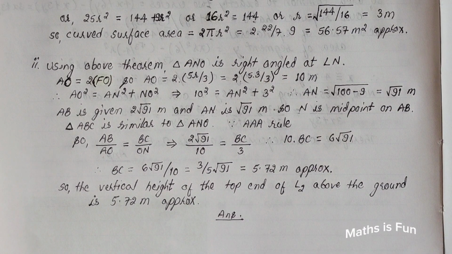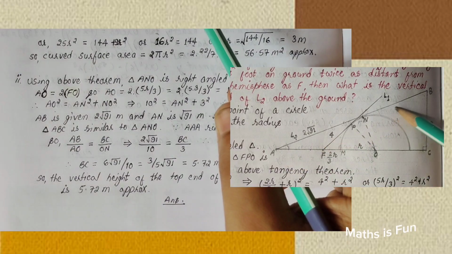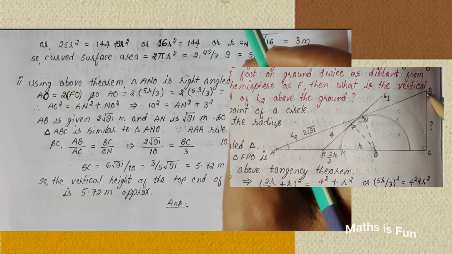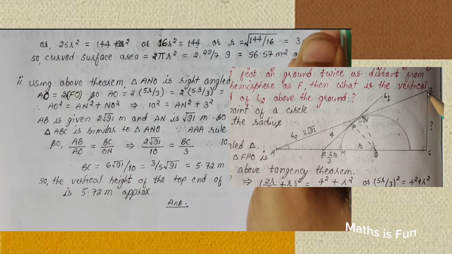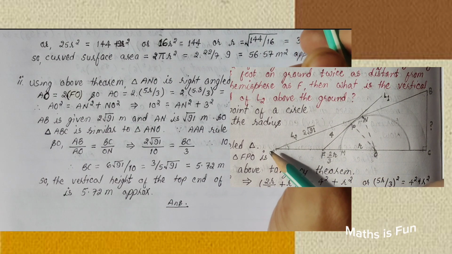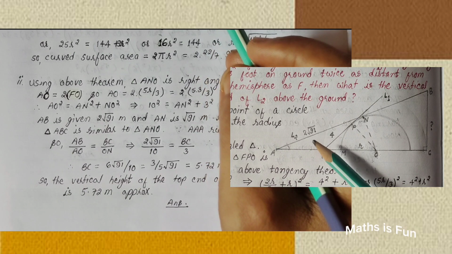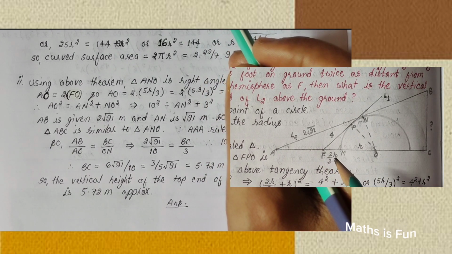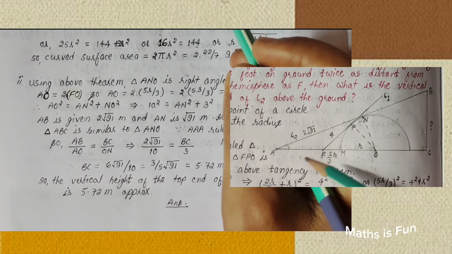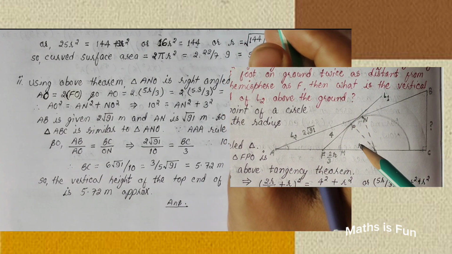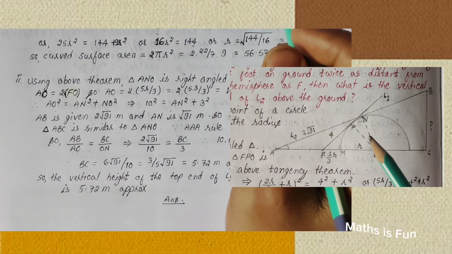So in question number 2, there is some information which I have already explained to you. I hope you remember. And there is another ladder L2 which you can see here. The foot of this ladder is A and the top end of this ladder is B, which you can clearly see in the diagram. So the length of this ladder is 2 times root 91 meters.